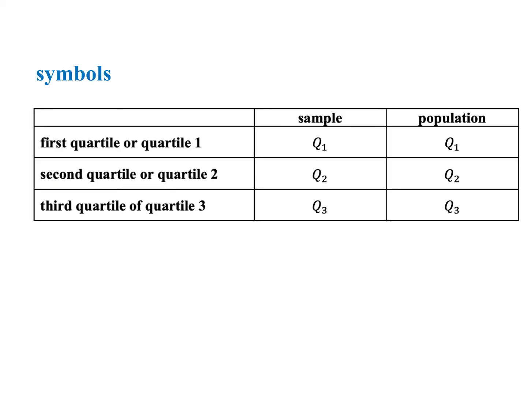Let's talk about the quartiles in more detail. As we have seen earlier, if we divide the distribution into 4 equal parts, we will have 3 dividers in between. We have the first quartile or quartile 1, the second quartile or quartile 2, and the third quartile or quartile 3. We use the symbols Q sub 1, Q sub 2, and Q sub 3 with uppercase Q in them. And we have the same symbol whether we are using a sample or a population.